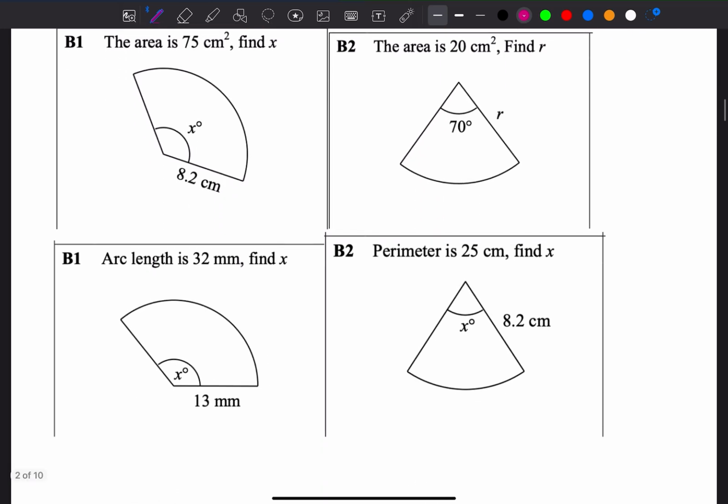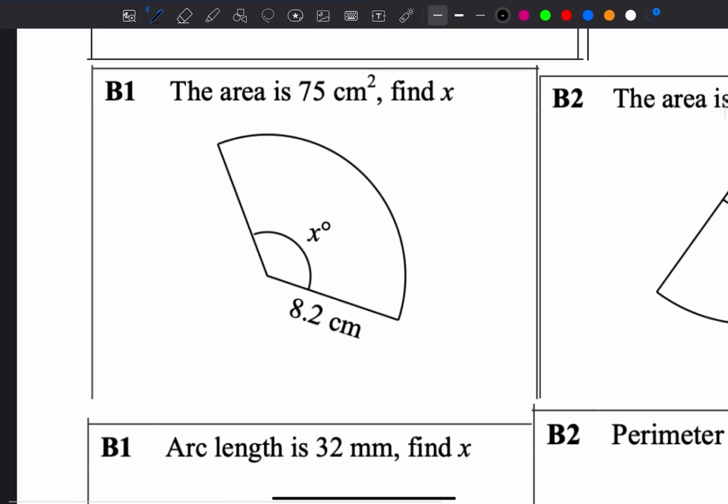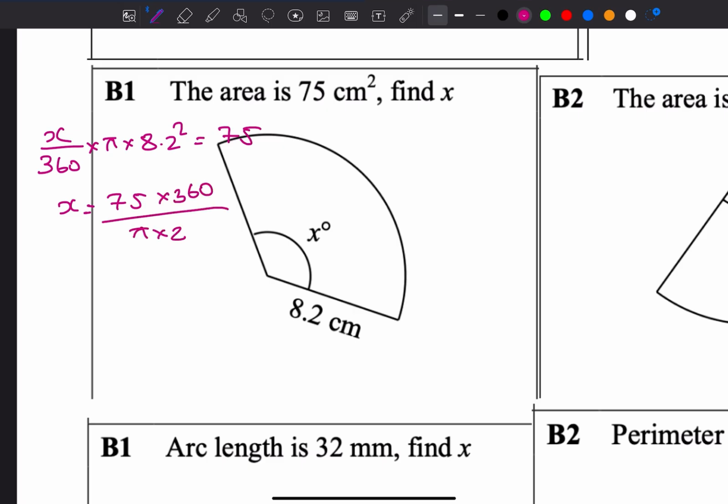So missing values. What would this formula go? On this one, x is the angle over 360 times pi times radius, where the area is given. Radius is 8.2 squared, equal to 75. Then x is equal to 75 times 360, because you're dividing by it, divided by pi times 8.2 squared. Just plug it through a calculator and get the answer to 3 significant figures.